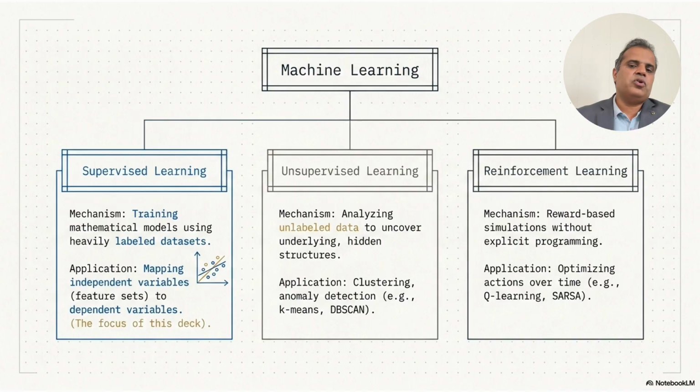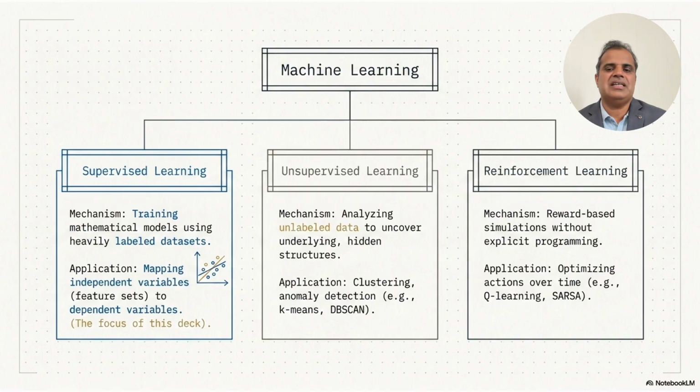Next is reinforcement learning. This is a trial and error approach based on rewards. There are no answers or datasets here. Instead, an AI agent interacts with an environment, tries different actions, and gets a positive reward when it does something right or a penalty when it fails.